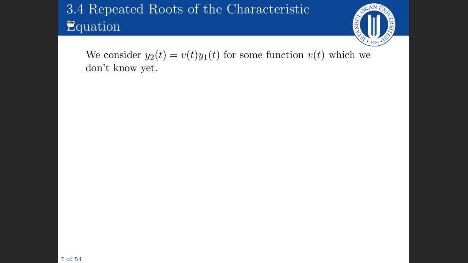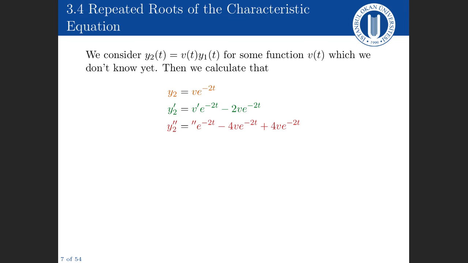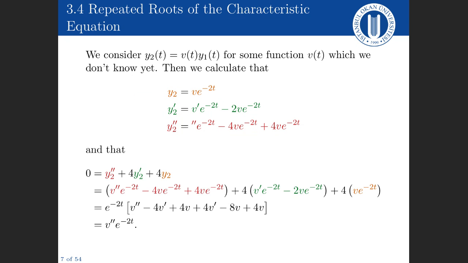So we're going to consider y2 = v(t) y1(t), for some function v(t) which we don't know. We want to find this function. So let's start with y2 = v multiplied by e^(-2t), which is y1. Differentiate this and then differentiate this again. And then I want to put these formulas into the differential equation.